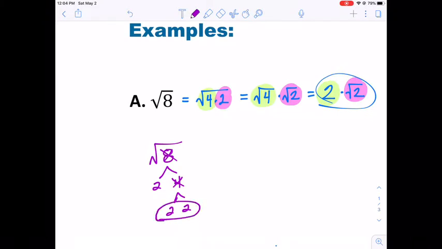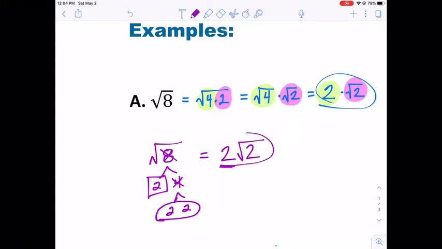Anytime you have two factors that are the same, that can come out of the square root as one of those 2's. You need a pair of 2's to get out of the house, is what some of my students like to say. Two 2's in the house can mean one 2 that comes out of the house. But we have one 2 left over. He doesn't have a buddy, no partner. So he has to stay in the house. He has to stay in the radical. So we end up with 2 square root of 2, which is what we got in both methods.